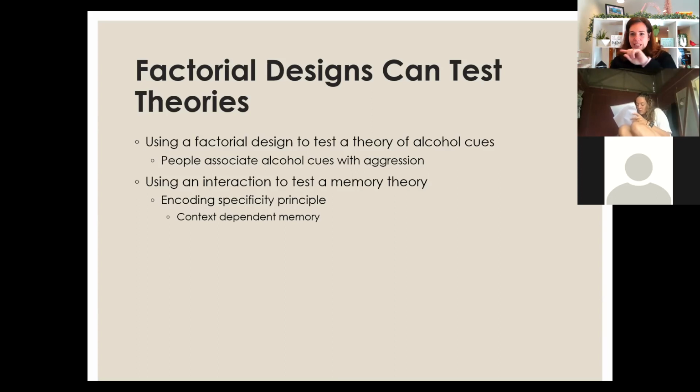Now, this particular next study we'll look at is that if you're cued by signs of alcohol, you're more likely to show aggression. So it's not even ingesting it, it's just visual cues. So for this particular experiment, which I'll talk about in a minute, they used an interaction to test a memory theory. And then it looks at context dependent theory. So let's dive into it.